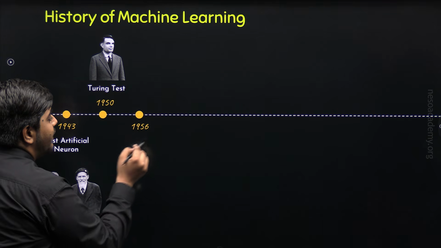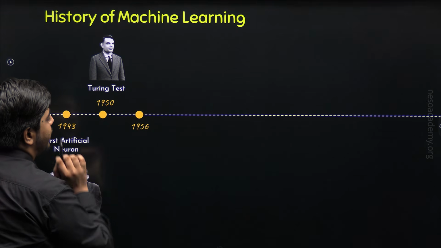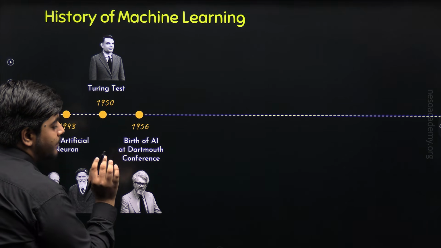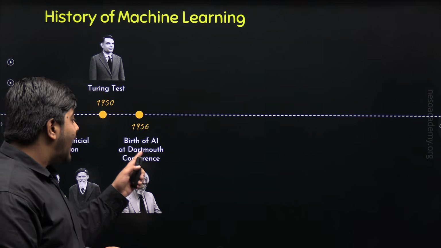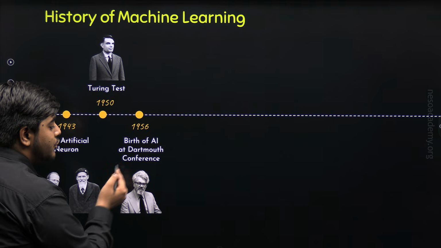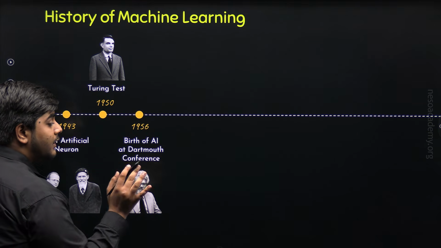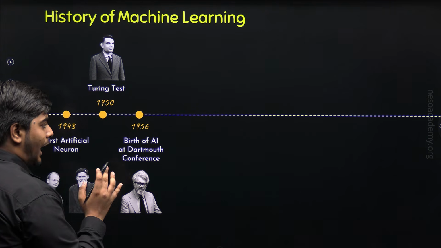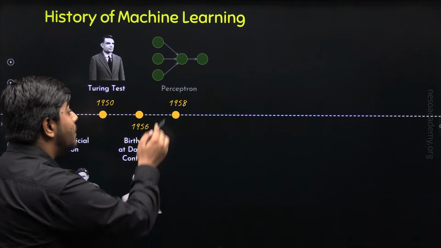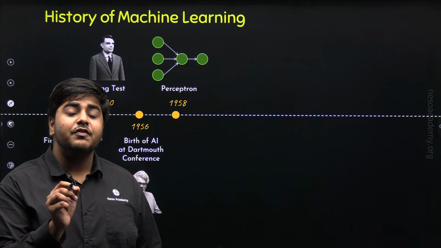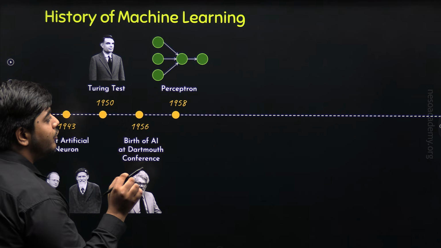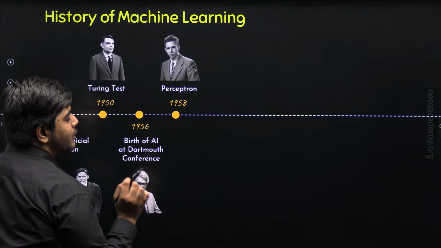Now, in the year 1956, that is just after 6 years of Turing test, there was the birth of artificial intelligence at Dartmouth conference. A group of researchers gathered at Dartmouth College, and there the term artificial intelligence was first coined by John McCarthy. That is why he is known as the father of artificial intelligence. After that, in the year 1958, one of the first machine learning models, that is, perceptron, was introduced, which later became the foundation of deep learning models and modern neural networks. The perceptron was introduced by an American psychologist, Frank Rosenblatt.